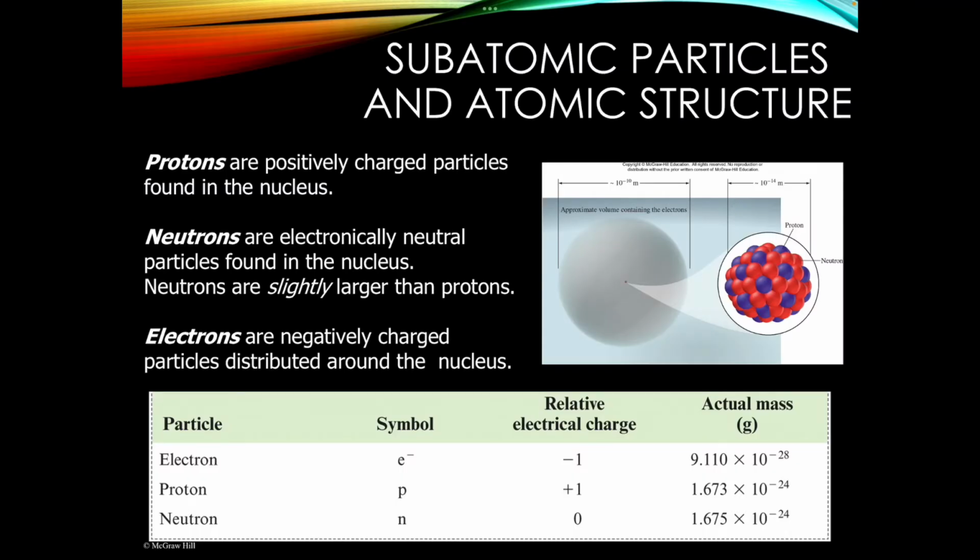Alrighty. So we've been talking about these subatomic particles, right? Things that are smaller than the atom and contained within the atom. So protons were discovered by Rutherford. Remember, they are positively charged particles and they are found in the nucleus. Okay, the nucleus is that thing right in the middle of the atom that we said had all of the protons and the neutrons.